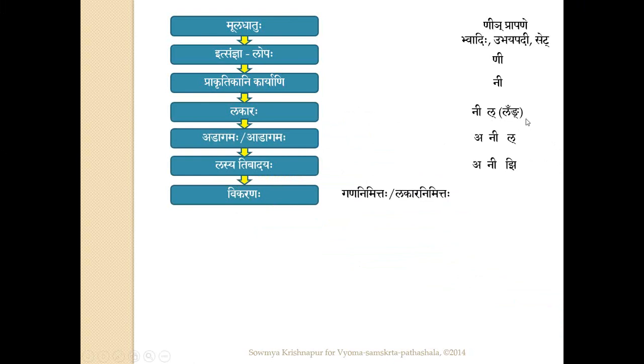Ayam tu lang lakarah sarvadhatuka lakarah. Atah atra gana nimittah vadi ganasya shap kartari shap itynena shap vikaranah kriyate. So a ni shap. Okay, this is what we are doing here. Shap ityatra shakarasya lashakvataddhite itynena itsamya, pakarasya halantyam, shishyate akarah.